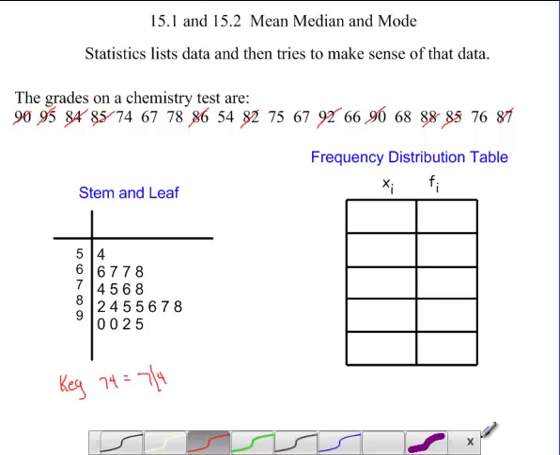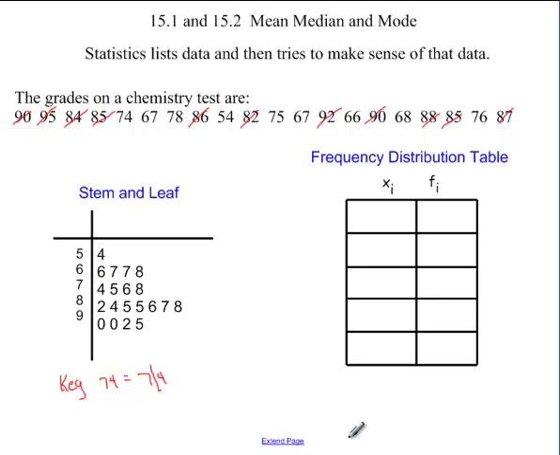Likewise, I can kind of peruse it very quickly to find my mode. Which piece of data occurs the most? I got 54, 60, well, I got 67 right now occurring twice. Right here, I've got 85 occurring twice. And down here, I've got 90 occurring twice. So I have a tie for mode. 67, 85, and 90. The only one that you have to do out by hand is mean. You'd have to add all these up and divide.